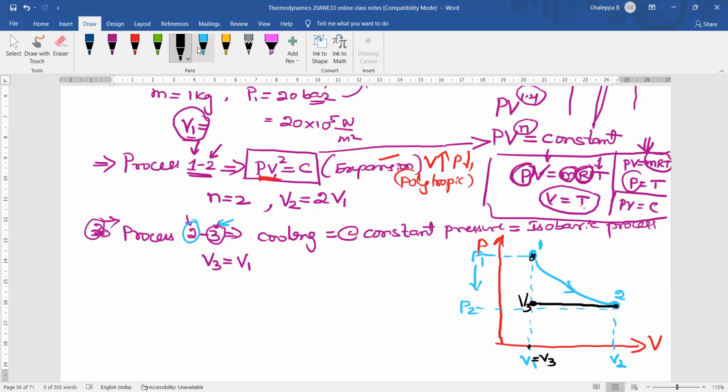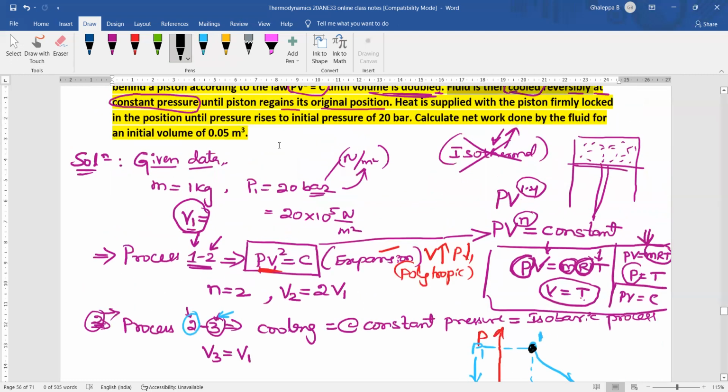You cannot stop here. For the given numerical, we cannot stop here because at this point it is not the initial volume. Initial volume is here. You have to draw one vertical line. So the volume of the cylinder is here. That is what he has given. Next point.